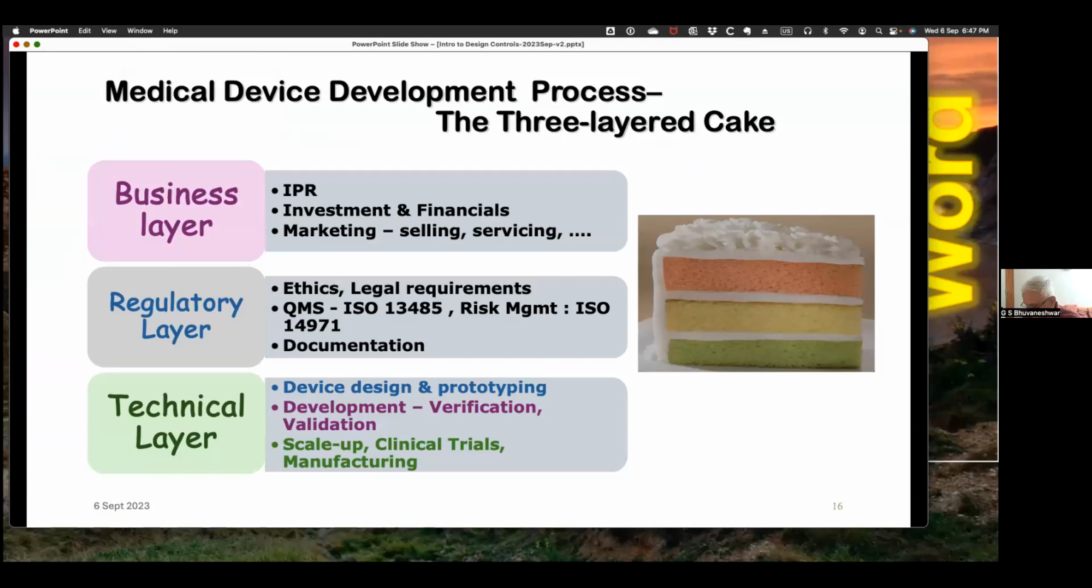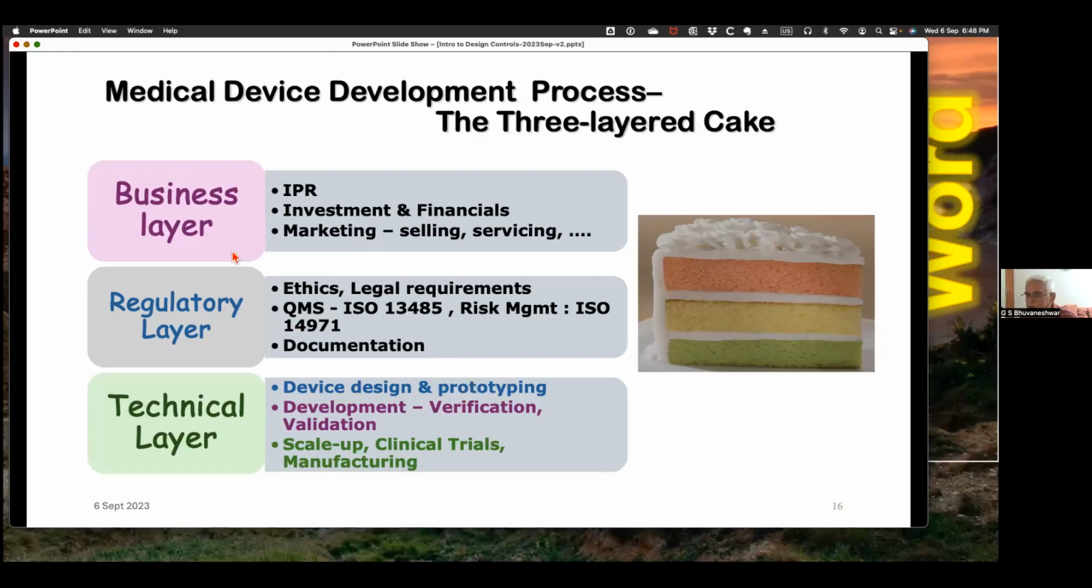I like to see it, one way of looking at it, as a 3-layered cake. So we have the technical layer where we look at device design and prototyping, all the testing, the verification and validation. Then you go up to scale manufacturing, clinical studies, and so on.